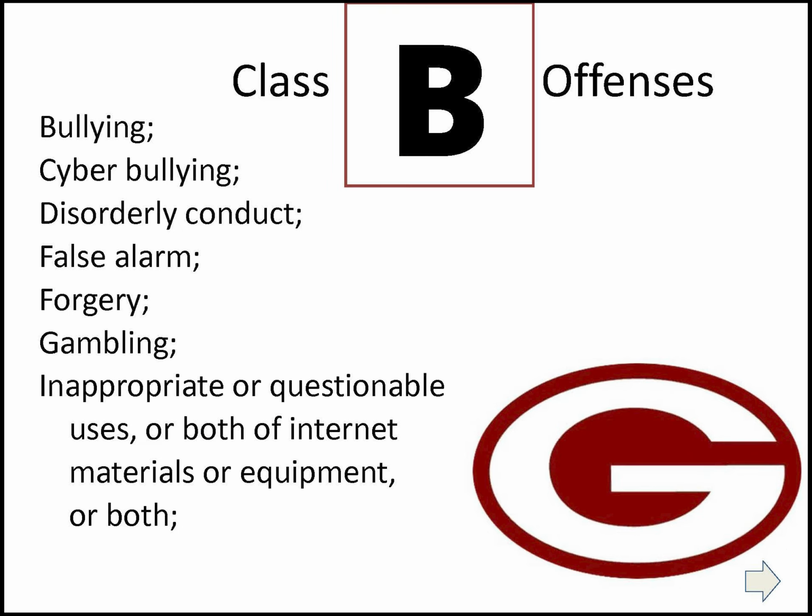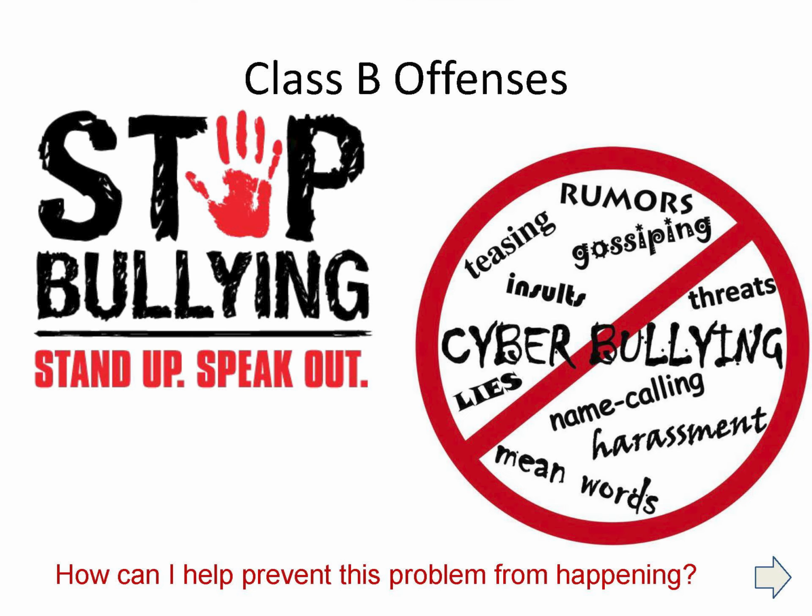Like Class A offenses, Class B offenses are also criminal offenses. There are serious Class B offenses which include bullying and cyberbullying, disorderly conduct, false alarm, forgery, and gambling. Other Class B offenses include inappropriate or questionable usage of internet or equipment. You need to use your computer appropriately, especially if you're using a school loan Chromebook or any other school loan items. Some Class B offenses we often deal with are bullying and cyberbullying.